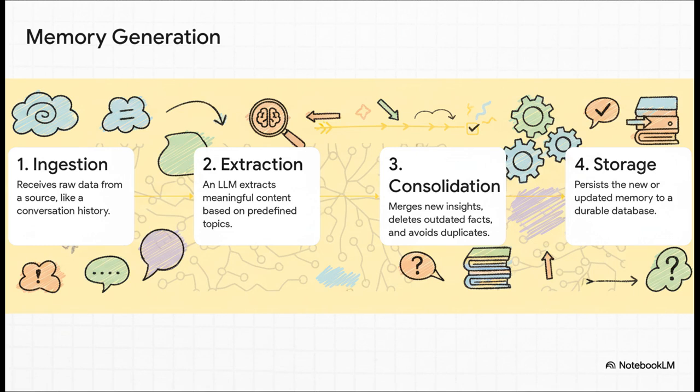First, it ingests the raw conversation data. Second, an LLM sifts through it and extracts just the meaningful bits of information. Third, and this step is absolutely crucial, it consolidates that new info. It merges duplicates, resolves conflicting facts, and deletes things that are now out of date. And finally, it stores that curated, polished memory in a database for the future.